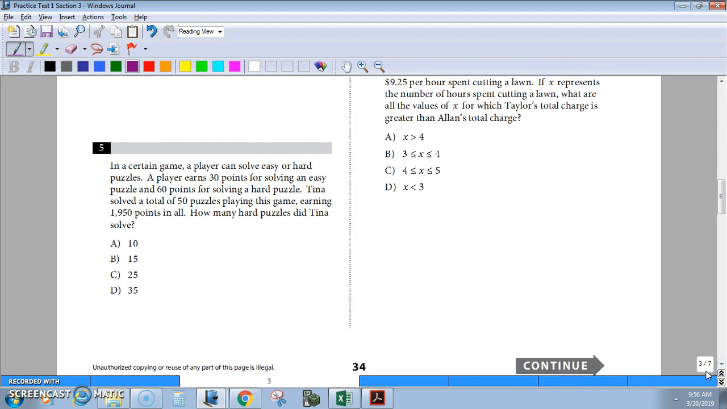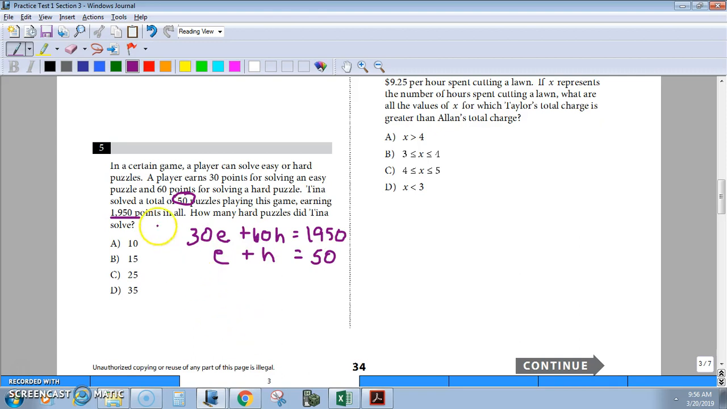And then I guess I'm going to have to finish this one. In a certain game, a player can solve easy or hard puzzles. A player earns 30 points for solving an easy puzzle, and 60 points for solving a hard puzzle. And they're going to earn 1,950 points altogether. There's a total of 50 puzzles, so all of my easy puzzles plus all of my hard puzzles is going to have a total of 50 puzzles.